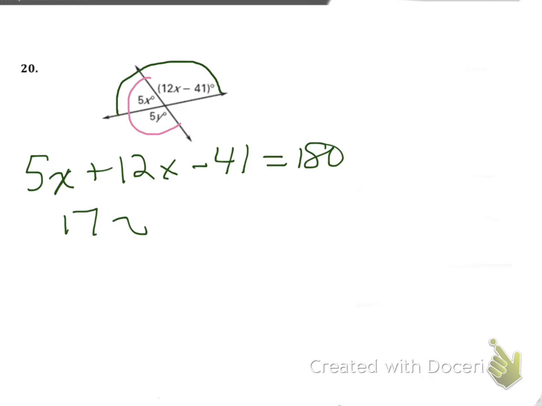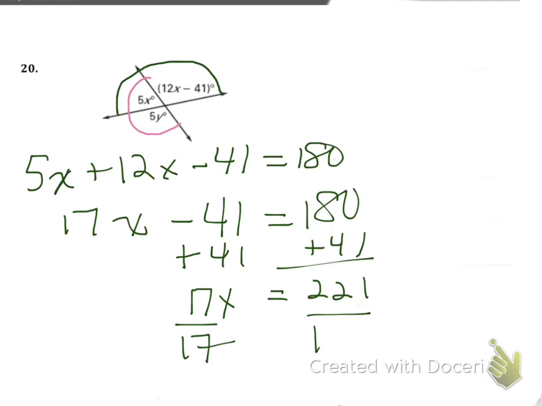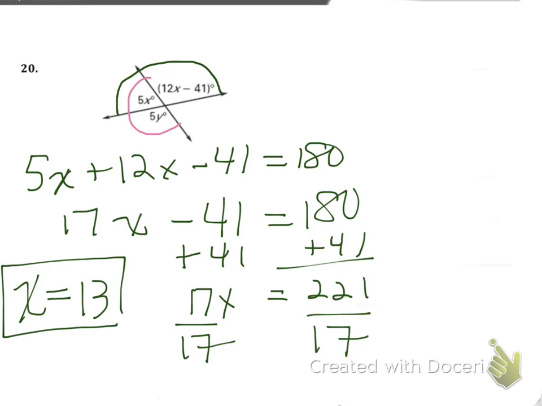So combine my x's, minus 41 equals 180. Okay, so now, two-step problem. Move my number. You always use the opposite operation. Okay, and then I have 17x, divide by 17, divide by 17, and I end up saying x equals 13. So just go and look at the math and verify that I have done that correctly. So I now have one variable.